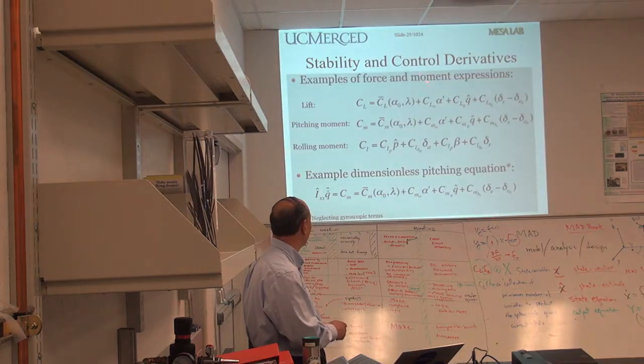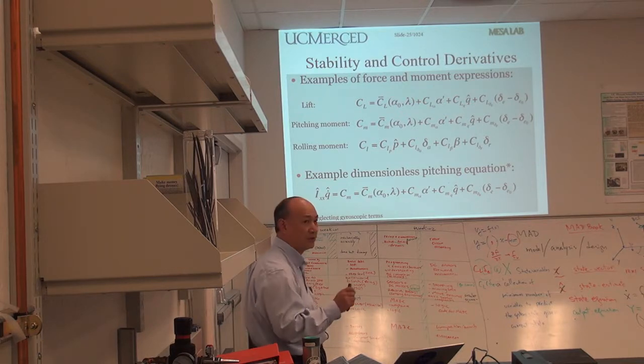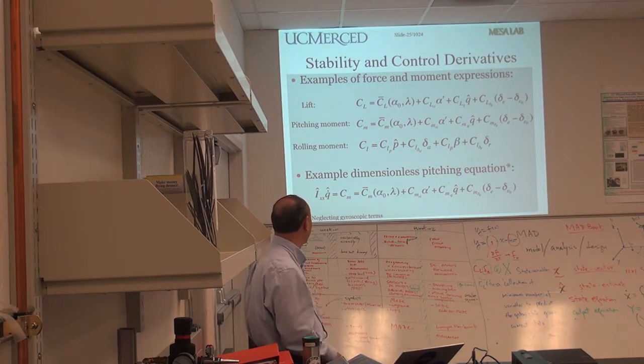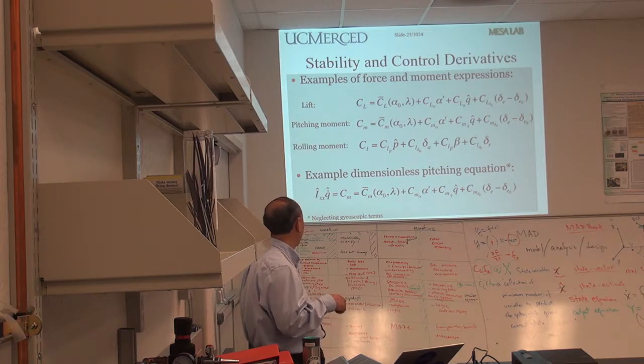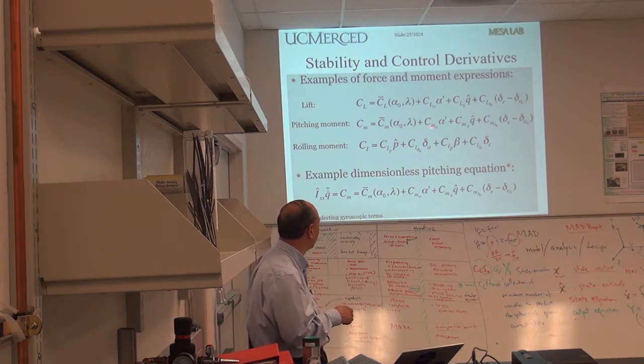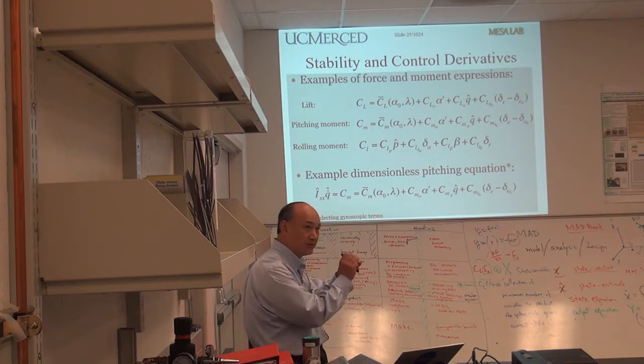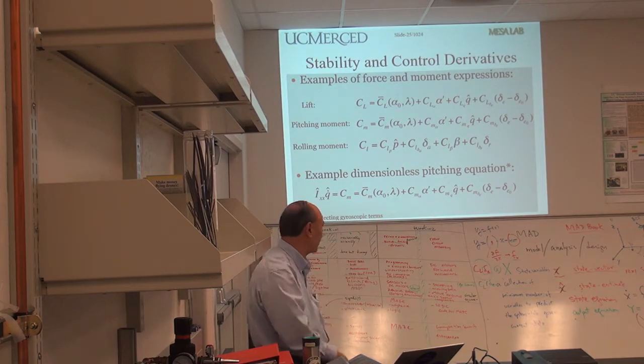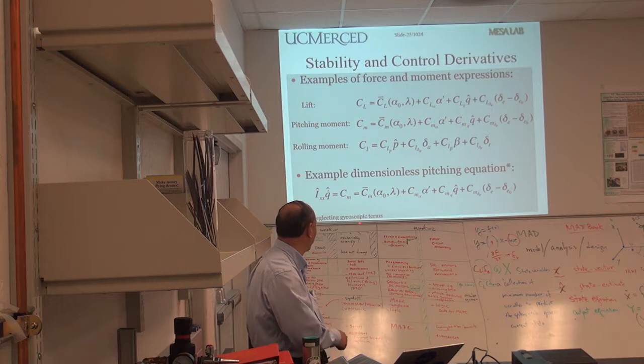But we only have three terms, okay? So these are the bar terms, called trim condition, the equilibrium point. Pitch moments, also we have three terms in here. Raw moment, we have three terms as well, okay? So in this pitching equation, let's ignore those gyroscopic terms because you are turning very slowly. It's not a big deal.